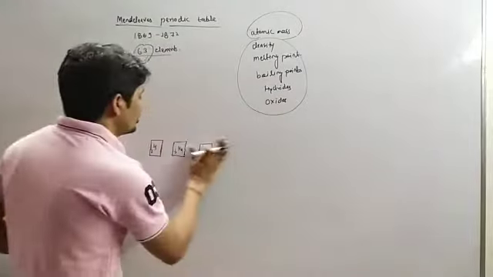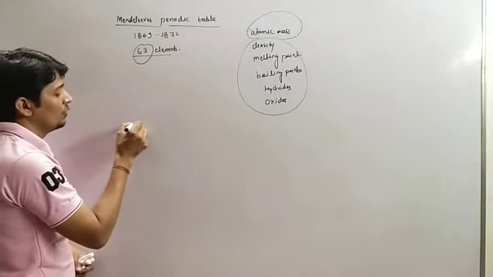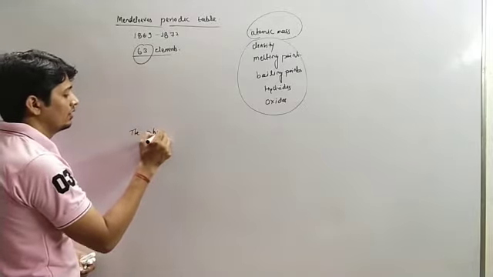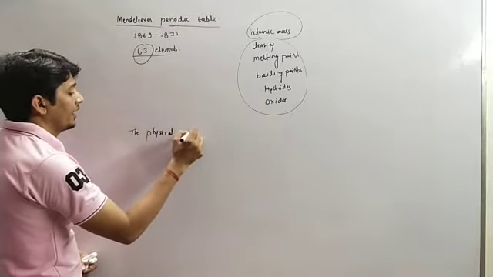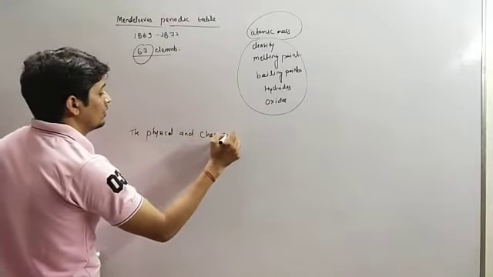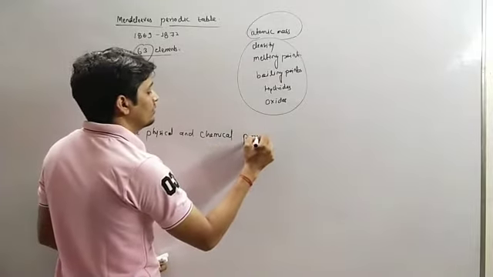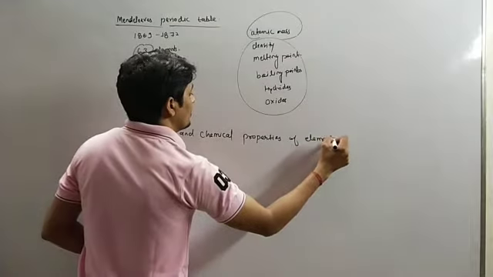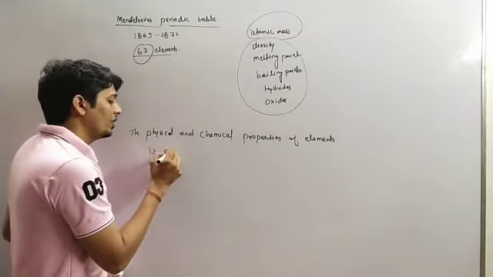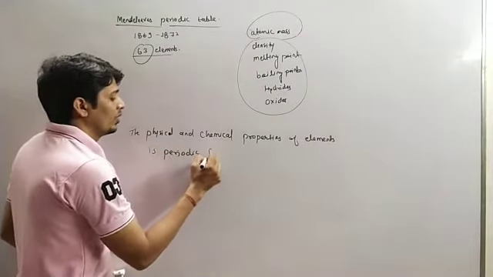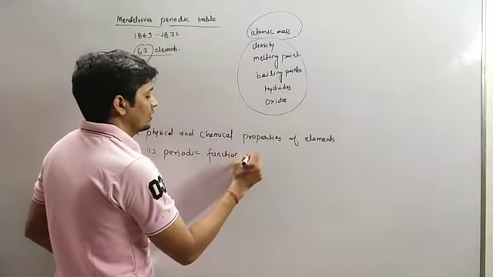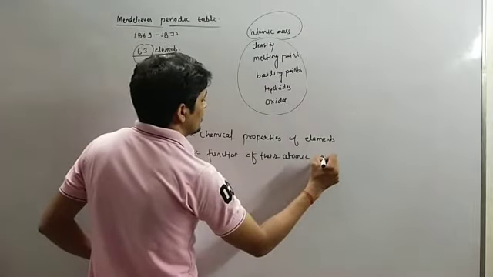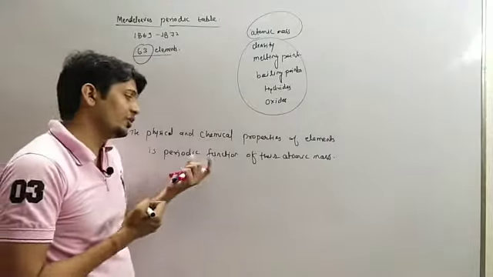Ok, so what was the law of Mendeleev's periodic table? So the law was, when the physical and chemical properties of elements is periodic function of their atomic मास। यानी ये पीरियोडिक फंक्शन है। पीरियोडिसिटी कब शो होगी?